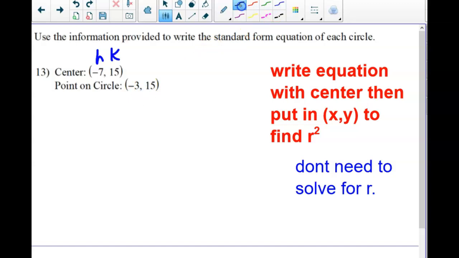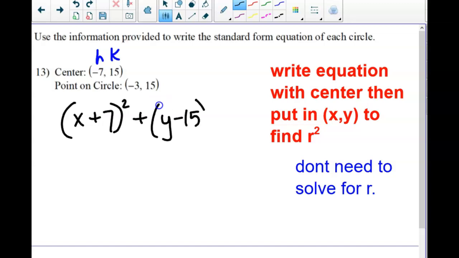So does someone tell me what that equation looks like if we just put in h and k? It would be x what? Plus 7 squared plus y minus 15 quantity squared equals r squared, okay?